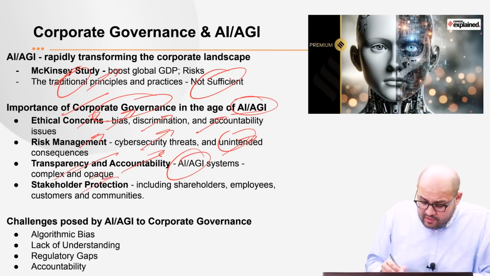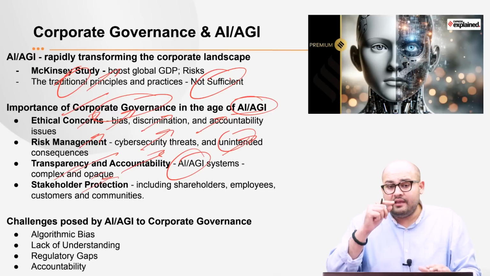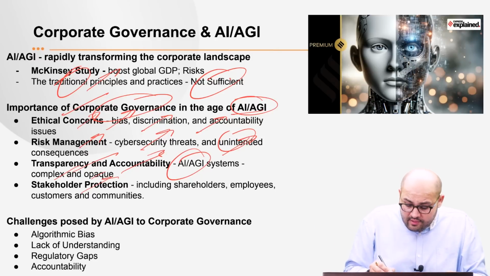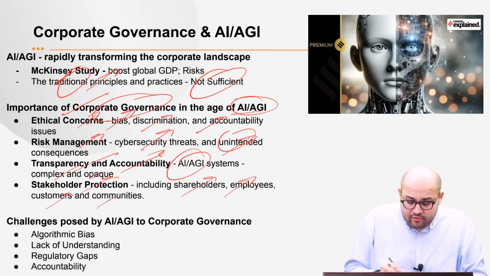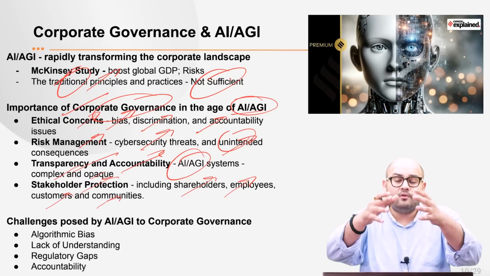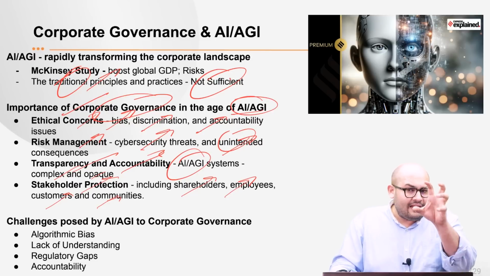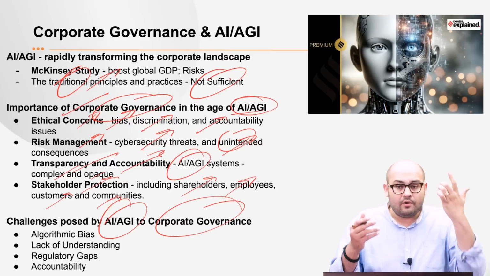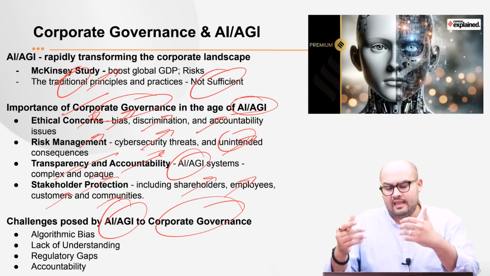Next is stakeholder protection. What is needed is that the most importance has to be given to the stakeholders. So employees have to be included, customers have to be included, and communities have to be included in the overall decision making process. Now, what are the challenges posed by AI and AGI to corporate governance? First, we saw the importance of corporate governance. Now we are talking about the challenges posed by AI and AGI.